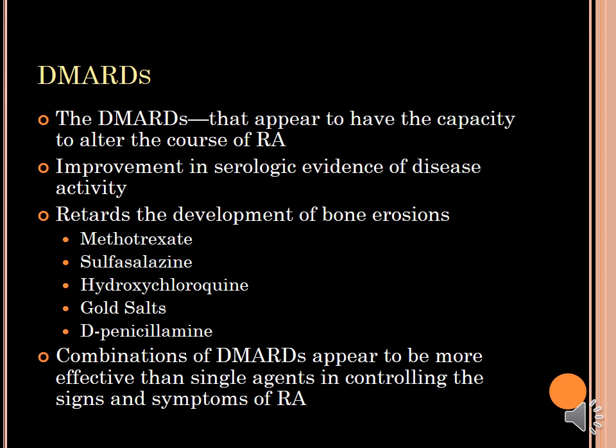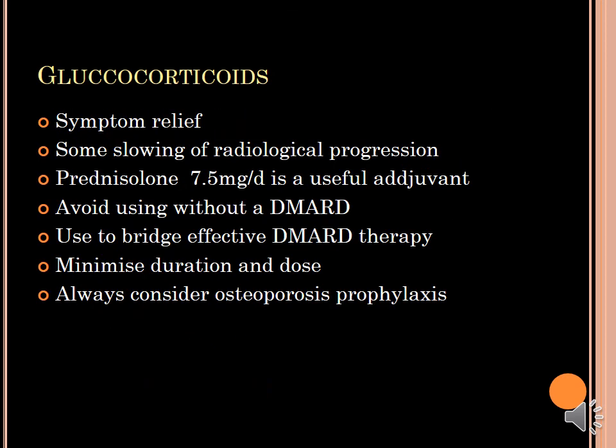DMARDs are very important. They appear to have the capacity to alter the course of RA. So we need to be vigilant and start disease-modifying anti-rheumatic drugs early so that joint destruction can be prevented, and later patient morbidity can be prevented as well. They retard the development of bone erosions. These include methotrexate, sulfasalazine, hydroxychloroquine, gold salts, and D-penicillamine. A combination of DMARDs appears to be more effective than single agents in controlling the signs and symptoms of RA.